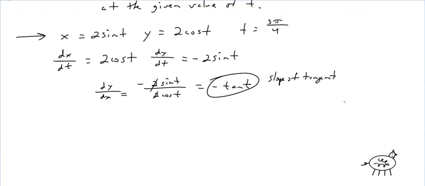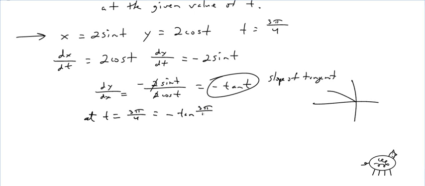Then we plug in t equals 3 pi over 4, and I get tangent of 3 pi over 4. Remember, tangent of pi over 4 is 1, and 3 pi over 4 is over here, so it's negative, but we already have a negative here. So it's negative of tangent of 3 pi over 4, which is negative of negative 1, which is positive 1. That's the slope of the tangent at that point.